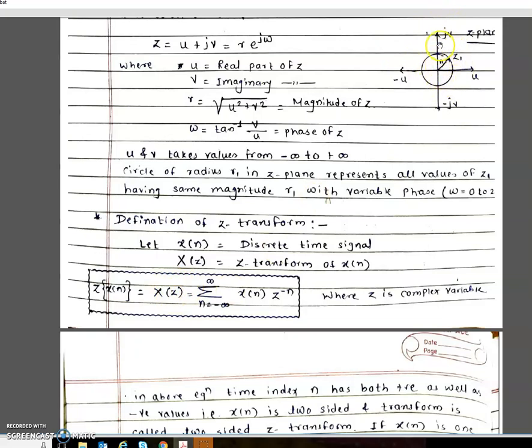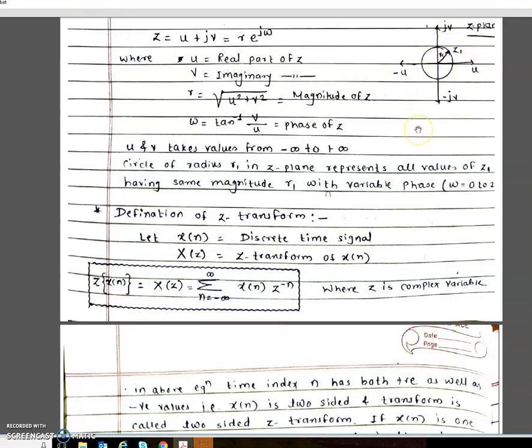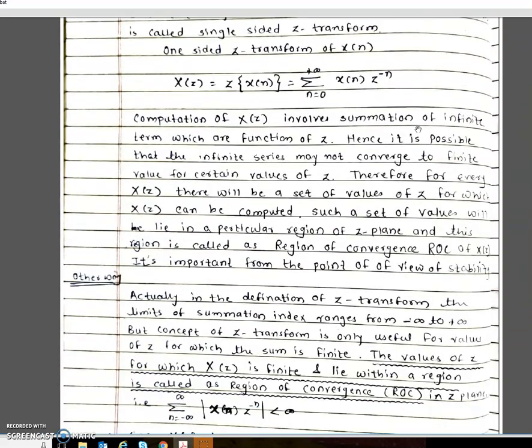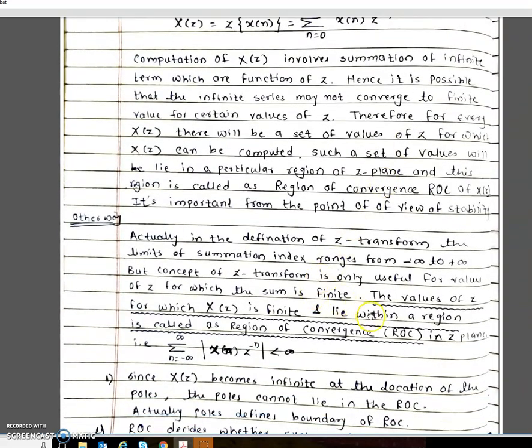That is, beyond this, if I am saying that this is the region of convergence, beyond this the system has some infinite value, so the system is not stable. Only for the values of z which lie in between this region is your system stable. So this is a very important concept, the region of convergence. That is, for the value of z, whatever X of z you are getting is finite.